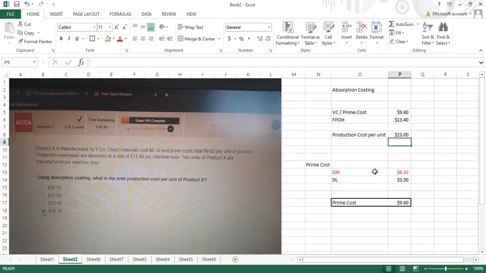You see again, this would not be the thing you write here. Listen: production overheads are absorbed at a rate of 13.4 per machine hour, 2 units of product X are manufactured per machine hour, and it is asking for the cost of 1 unit. So you will not write it like that. You divide 13.4 by 2, because 13.4 is for 2 units and you are calculating for 1 unit. This is why D is the right answer. That's so simple. And again, I'm repeating how I did that.